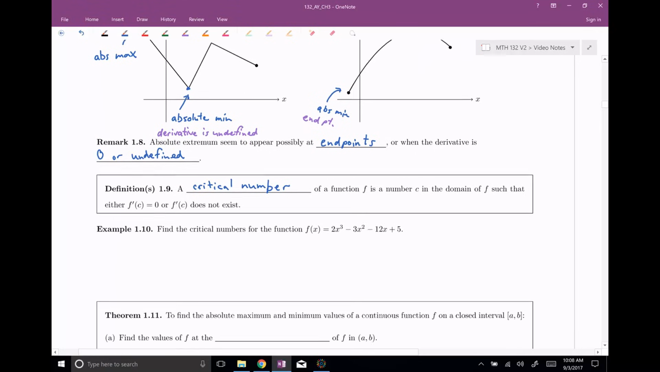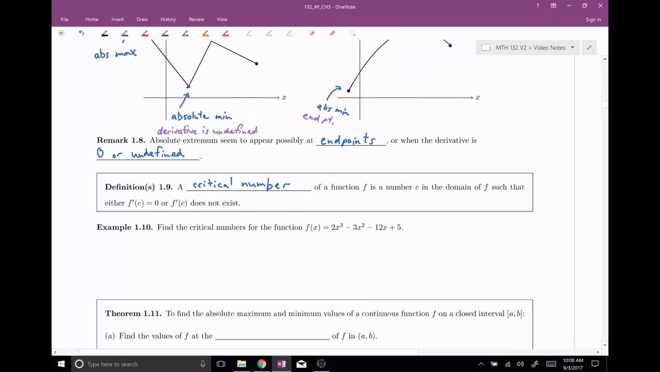So let's go ahead and try doing a problem related to critical numbers. So find the critical numbers for this function. So notice that both of these have to do with the derivative. So let's go ahead and calculate out the derivative, f prime of x. So I'm going to get 6x squared minus 6x minus 12. And we want to know when this does not exist, when it's undefined, right? Or when it's 0.